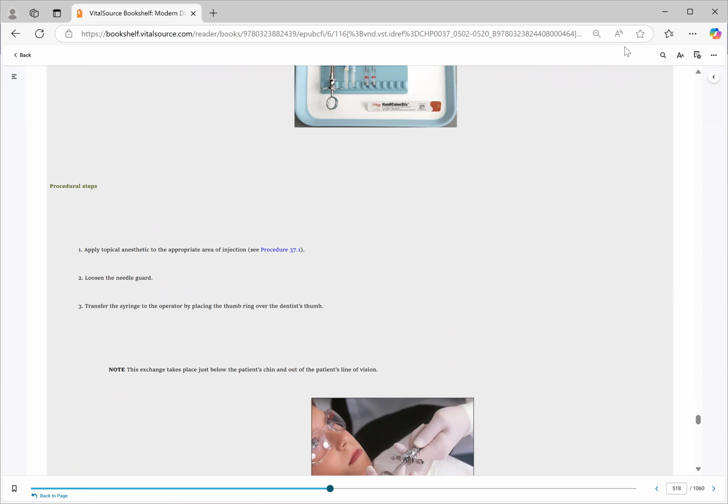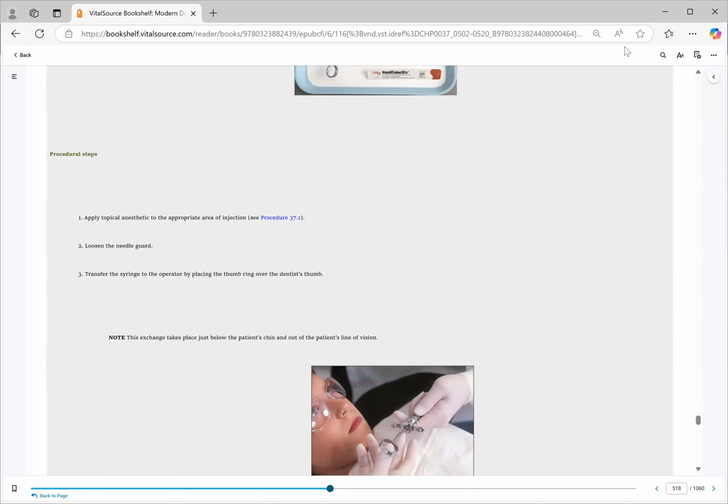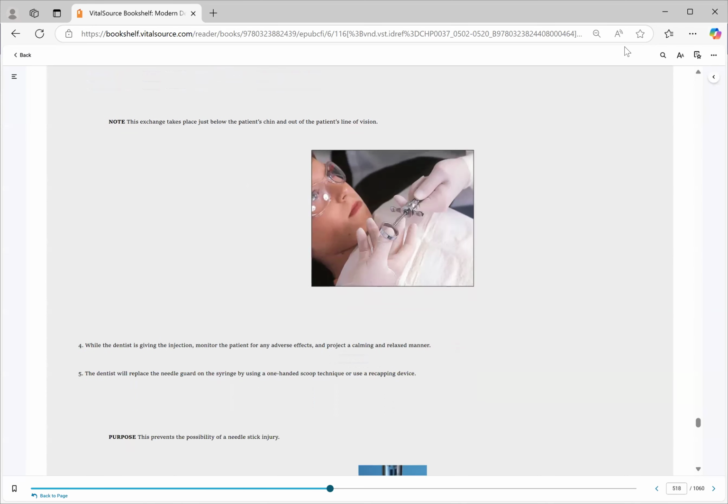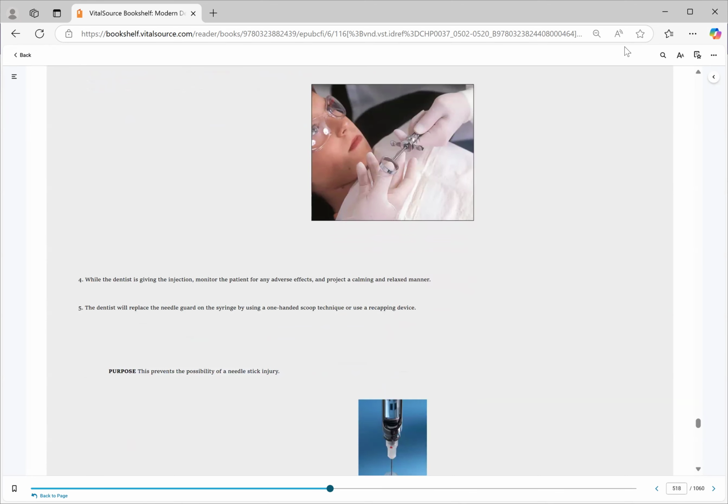We're going to transfer the syringe to the operator by placing the thumb ring over the dentist's thumb. Remember that this exchange should take place below the patient's chin and out of the patient's vision. While the dentist is giving the injection, we're going to monitor the patient for any adverse effects. The dentist is going to replace the needle guard on the syringe by using a one-handed scoop technique or a recapping device.